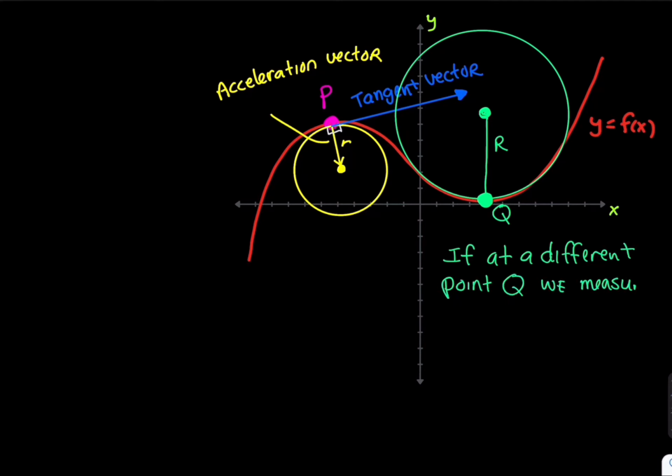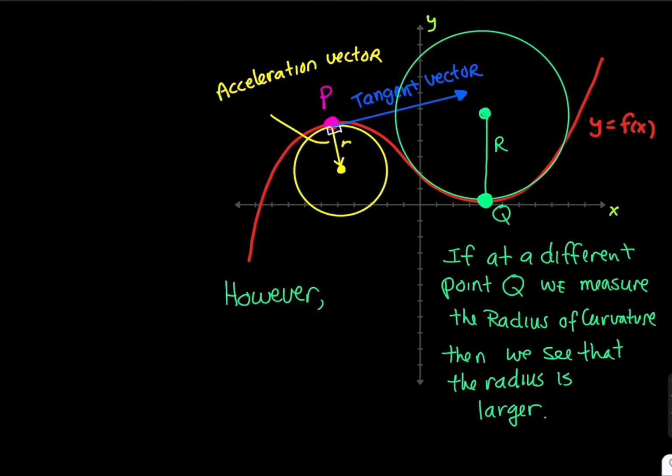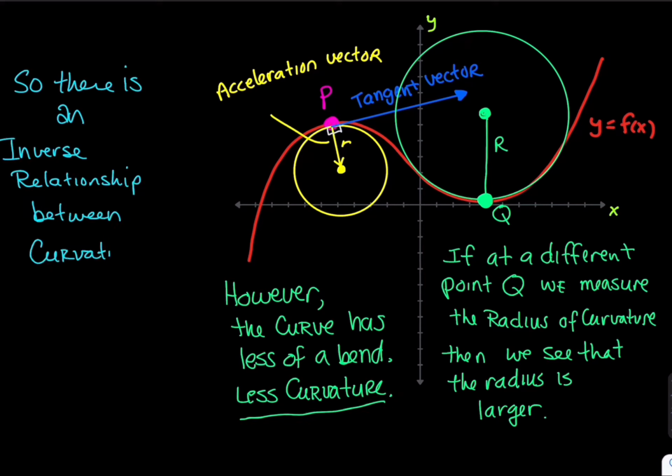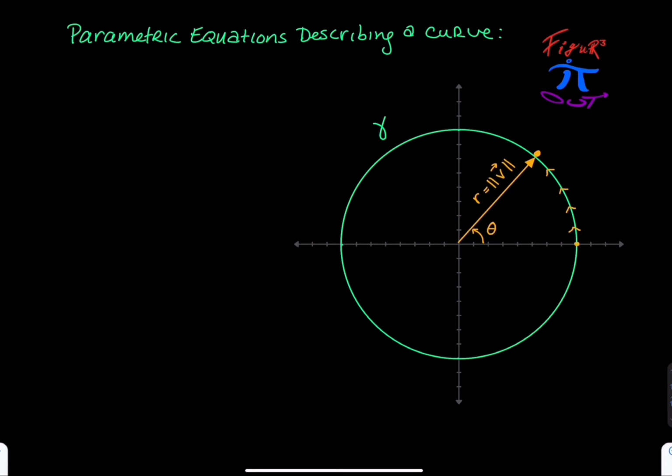Now, if at a different point we tried to find the curvature by measuring the circle and its radius of curvature, we see that here we would have a larger radius, a larger circle. But the curve doesn't bend as extremely over here, so it's a little closer to being flat. And therefore there's an inverse relationship between the curvature and the radius of curvature.